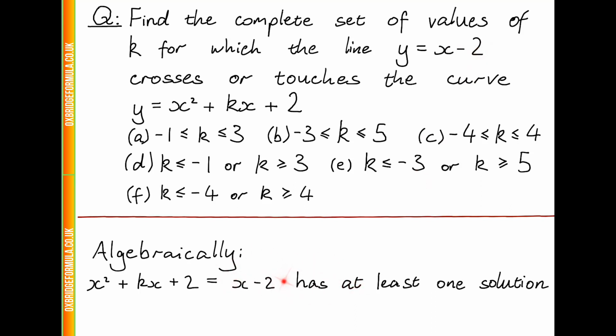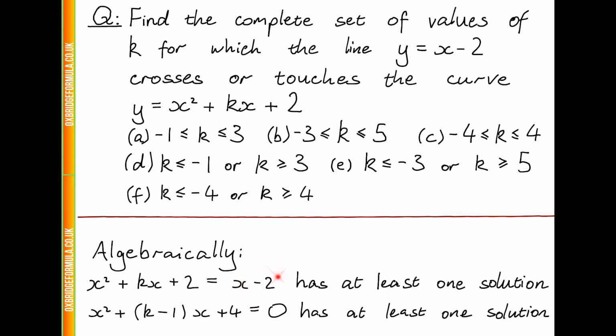Okay, so what can we do with this? Well, if we move everything onto the left hand side and collect like terms, we see that this is saying that x squared plus (k minus 1)x plus 4 equals 0 has at least one solution. So this is exactly what we want to solve, and we want to find the complete set of k values for which this is true. So pause the video here and have a go at doing this for yourself.